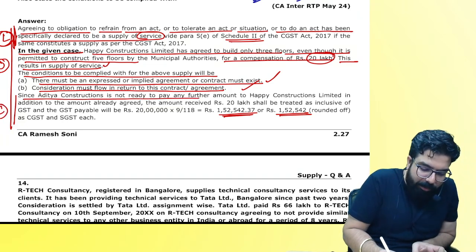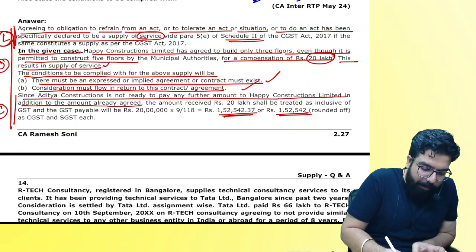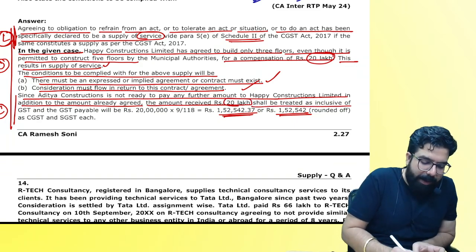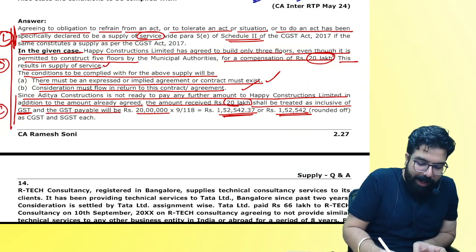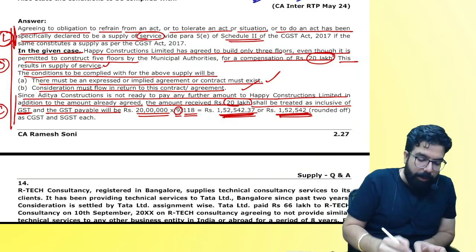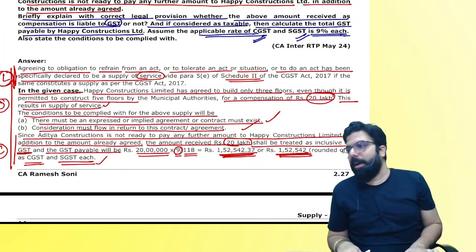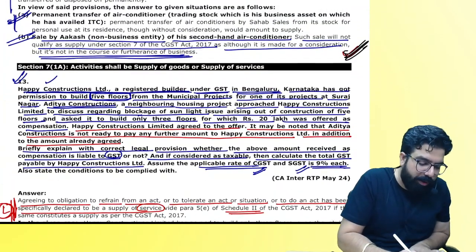Since Aditya is not ready to pay further amount in addition to the amount agreed, the amount received, 20 lakh, shall be treated as inclusive of GST, and GST will be 20 lakh into 9 divided by 118, 1 lakh 52 thousand and 1 lakh 52 thousand. Sir, you told 18? I told for CGST and SGST both. It will be CGST and SGST each. Are we clear, everyone? Today at home, you'll practice this question.